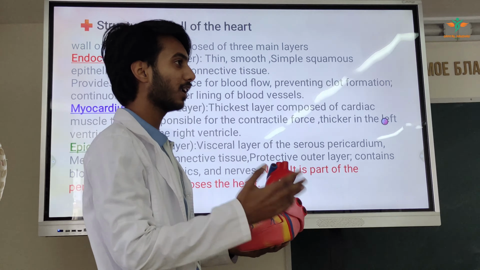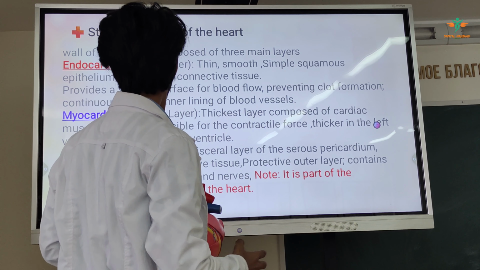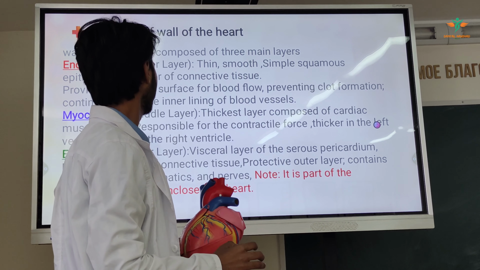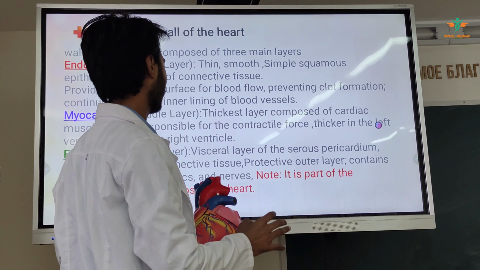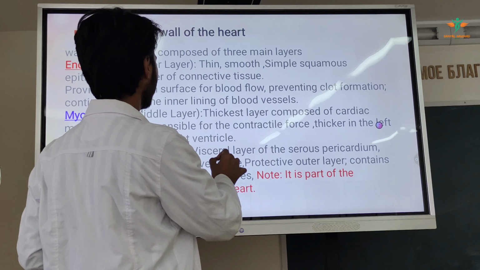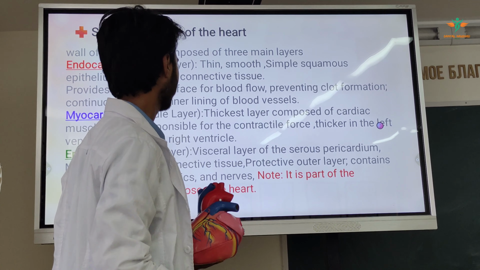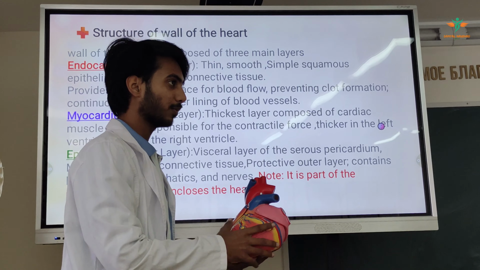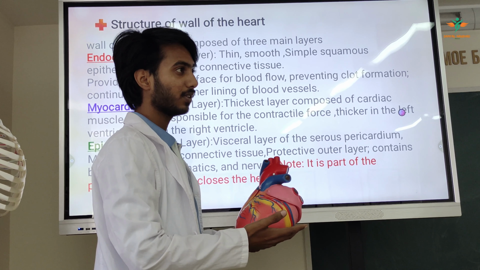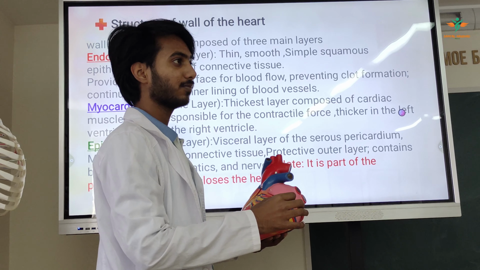It divides the right and left ventricles. The third one is the epicardium, the outer layer. It is the visceral layer of the serous pericardium, with mesothelium. The outer part is covered by the pericardium, and the epicardium is the visceral layer of the pericardium.